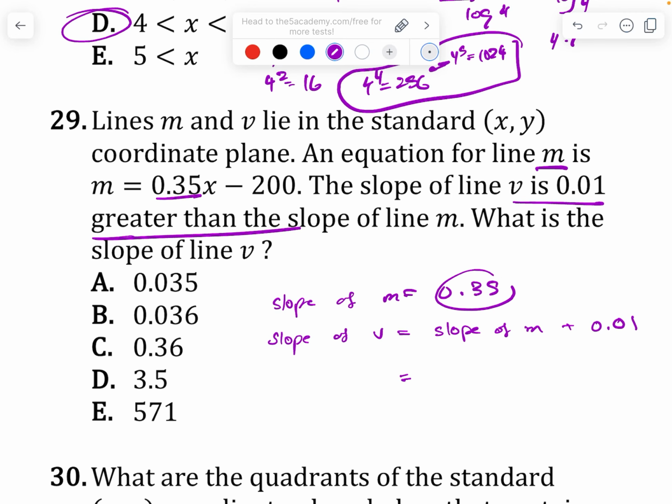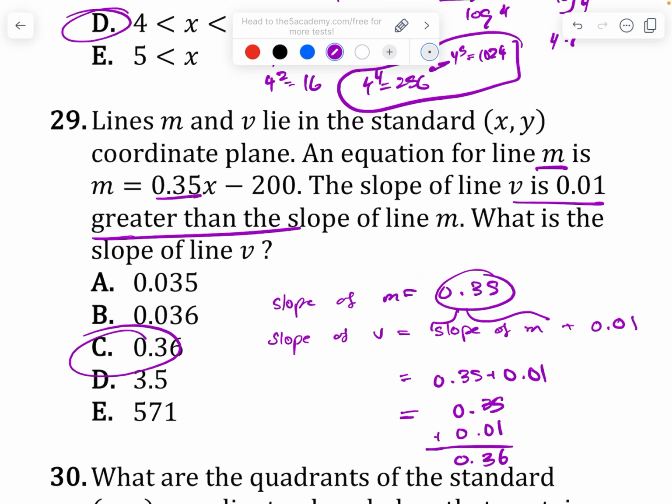So just plug in this for this, 0.35 plus 0.01 equal to, and if you want to make it very clear, 0.35 plus 0.01, just add across like this, and you end up with that, okay?